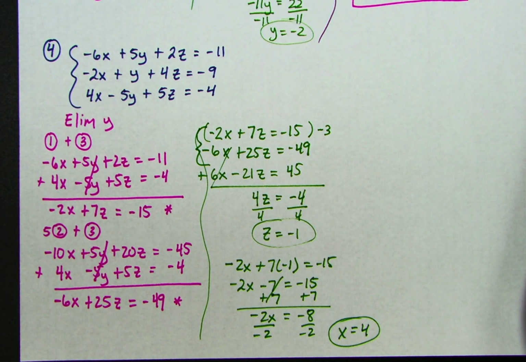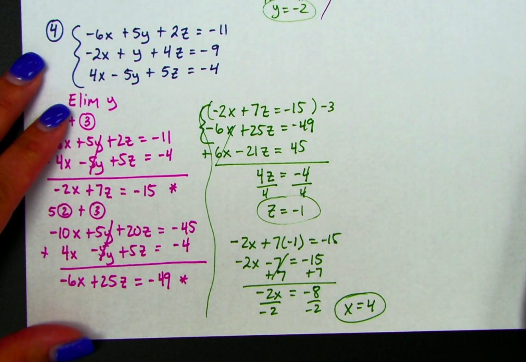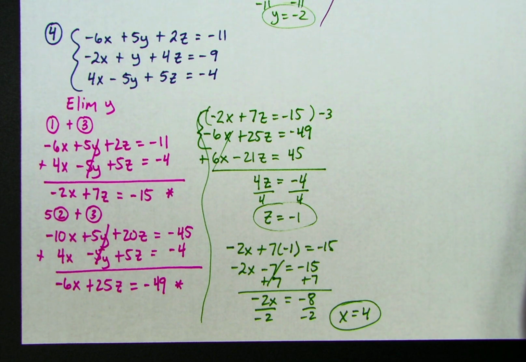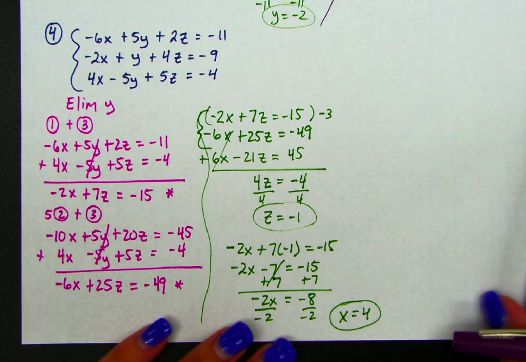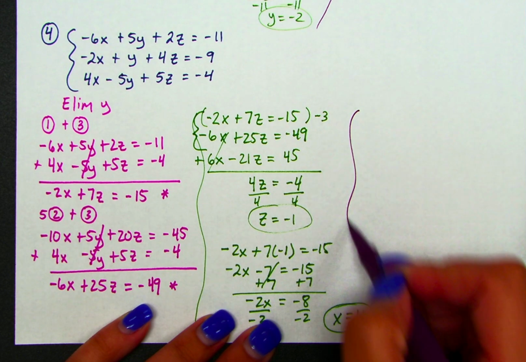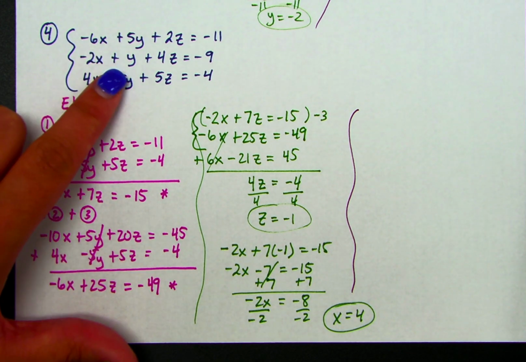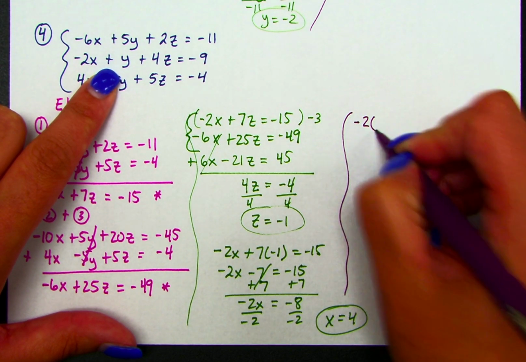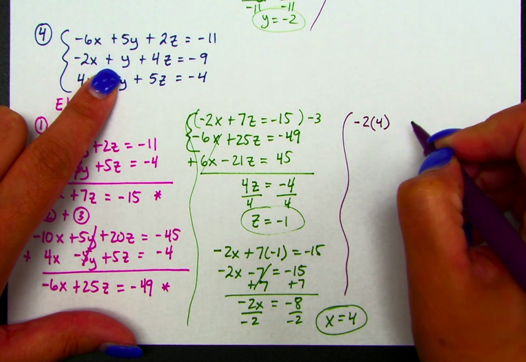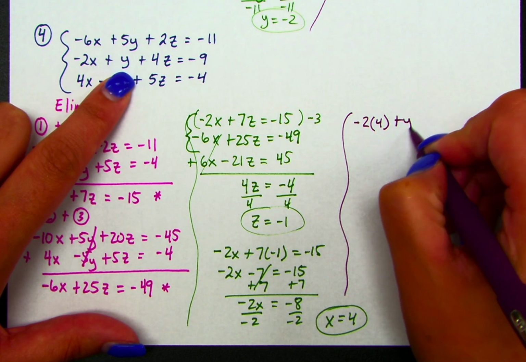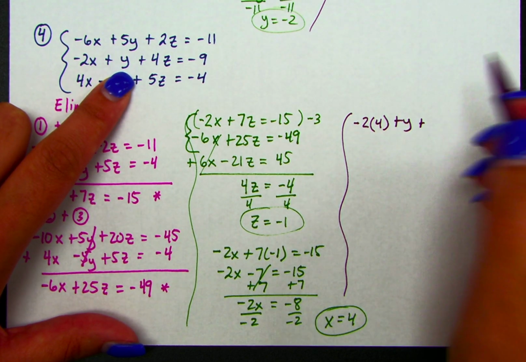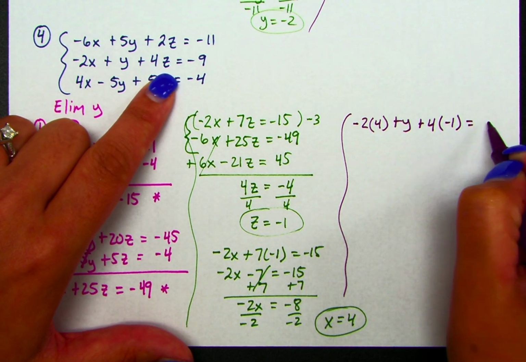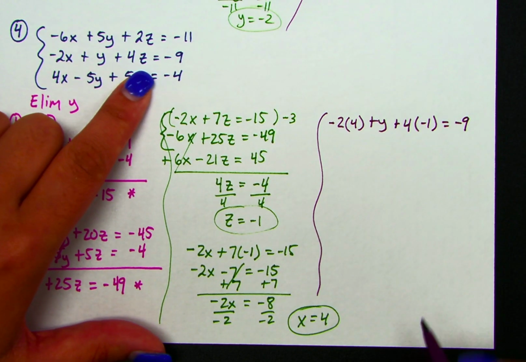And then once we have two of our variables, that's when we are going back to one of our 3 original equations and substituting the numbers that we know back in. And again, it doesn't matter which one you pick. I'm going to pick the middle one, so that second equation. So this will be -2 times 4 plus y plus 4 times -1 equals -9. So now I'm just simplifying.